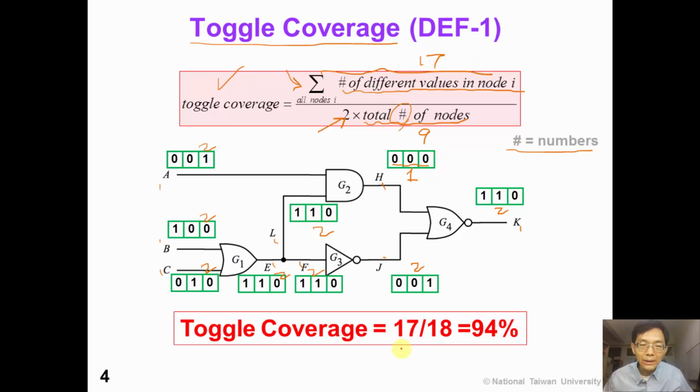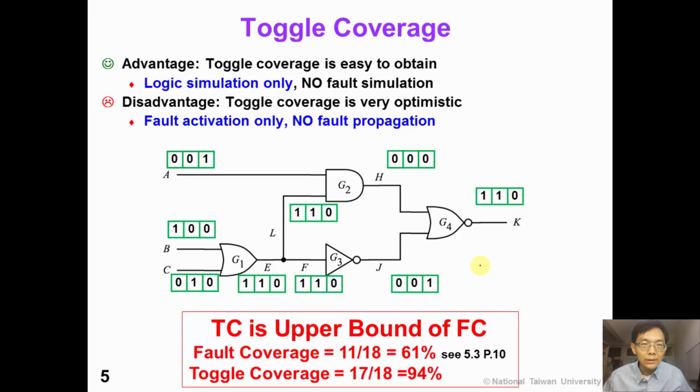So if we apply these 3 test patterns to this circuit, we would have 17 over 18, which is approximately 94.4% toggle coverage. The advantage of toggle coverage is that it is easy to obtain. We only need logic simulation. We don't even need fault simulation. So this is very simple to obtain.